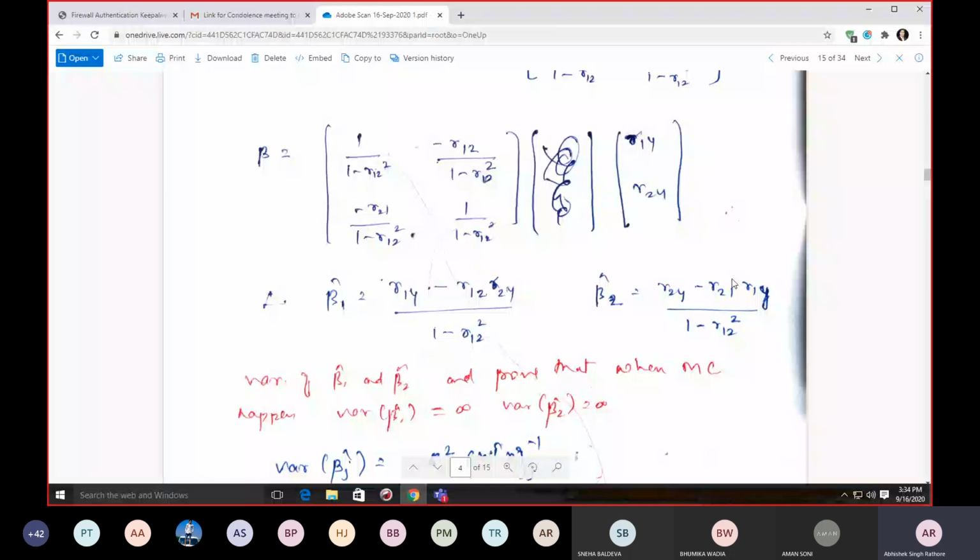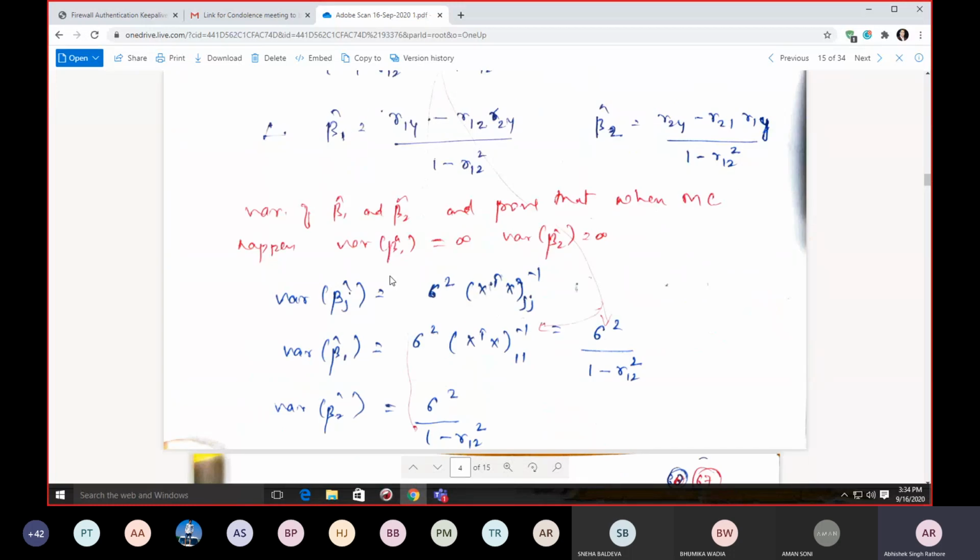Now we are starting with the point that when we have strong multicollinearity between the regressors, it will result in a larger variance and covariance of the regression coefficients. So considering the variance of beta 1 and beta 2, we have to prove that when multicollinearity happens, the variance of our beta 1 is equal to infinity and the variance of beta 2 is just equal to infinity. So we'll calculate our variance of beta 1.